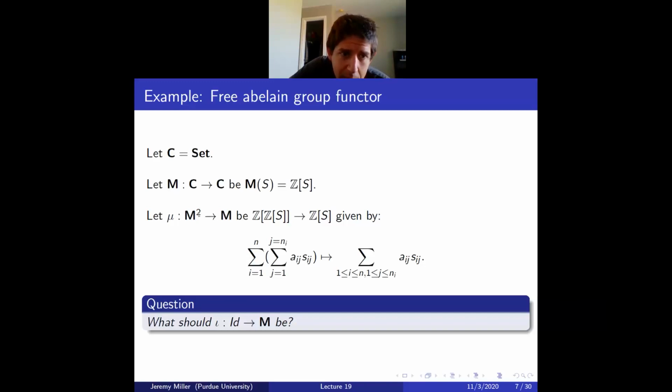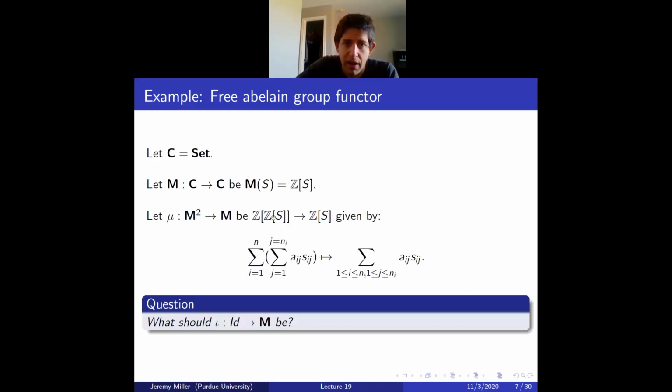We want this map M. We want a natural transformation from M composed with itself to M. So what does that mean? That means for each object, we need a map from the free abelian group on the free abelian group on the set to the free abelian group on the set.